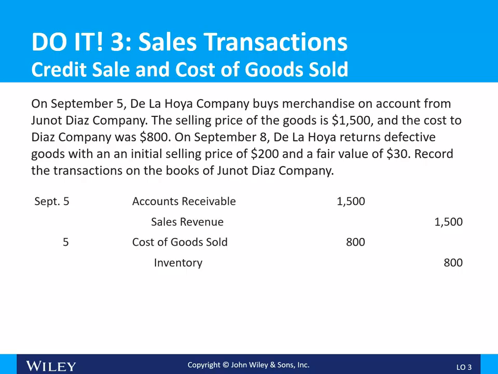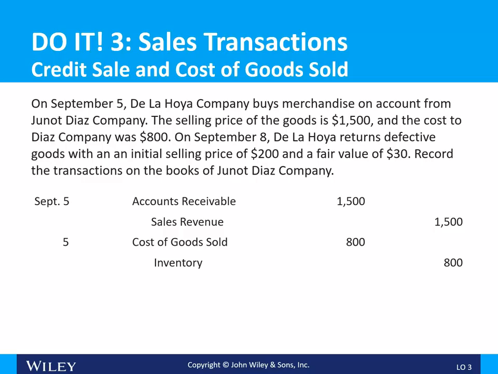So we make the sale. We're going to debit accounts receivable, $1,500, credit sales revenue, $1,500. That's the selling price, what's on the invoice. Then we're going to record our cost of goods sold and inventory. In this case, the cost of the goods was $800. That's the value of what we paid, or what we had the goods recorded in our inventory as. So we're going to debit cost of goods sold and then credit inventory to reduce our inventory by that $800. So that's the sale that happened on September 5th.